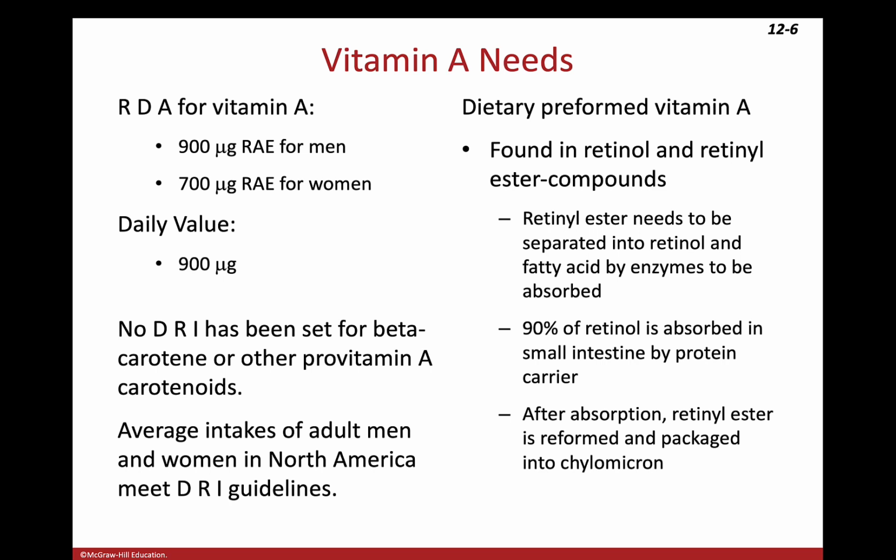Dietary preformed A is found in retinol and retinol ester compounds. Retinol ester needs to be separated from retinol and fatty acid by enzymes so that it can be absorbed. 90% of retinol is absorbed within the small intestine by protein carriers. After absorption, retinol ester will be reformed and packaged into chylomicrons.